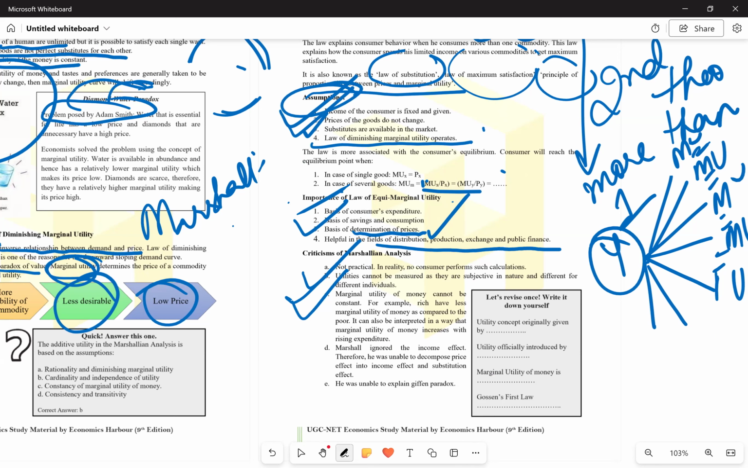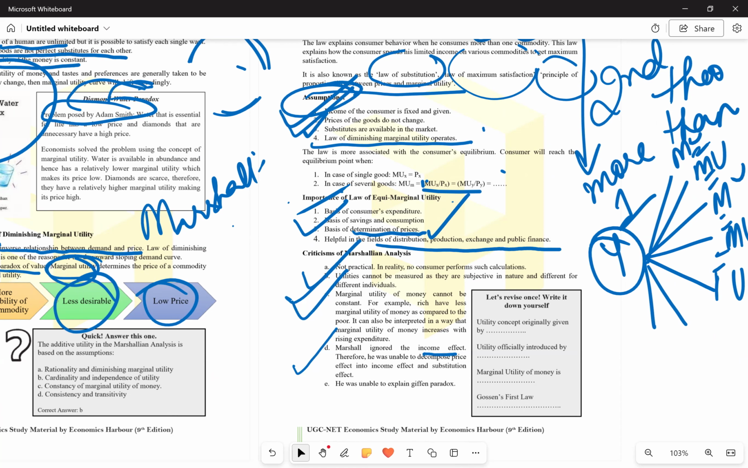Then Marshall ignored the income effect, right? So we'll study this later, that price effect is divided into substitution and income effect. So Marshall only explained the substitution effect. He did not take into account the income effect. It was only Hicks and Slutsky, later on, who actually decomposed price effect into income effect and substitution effect.